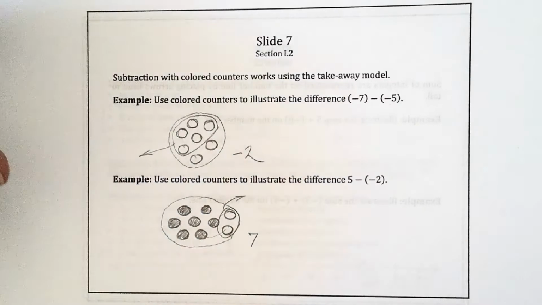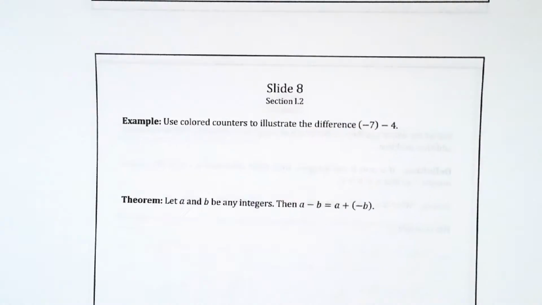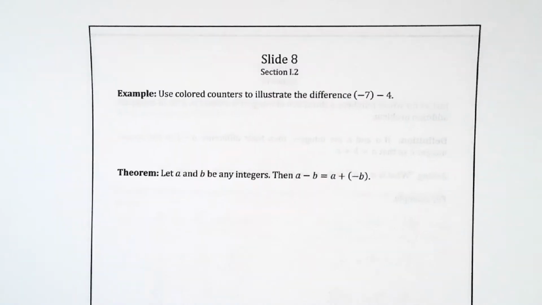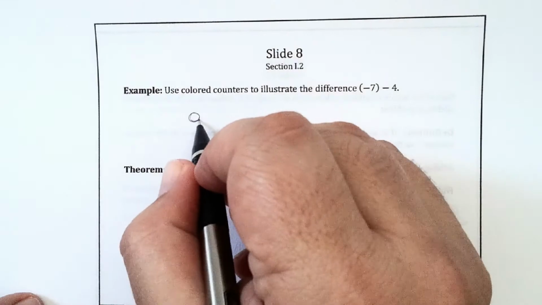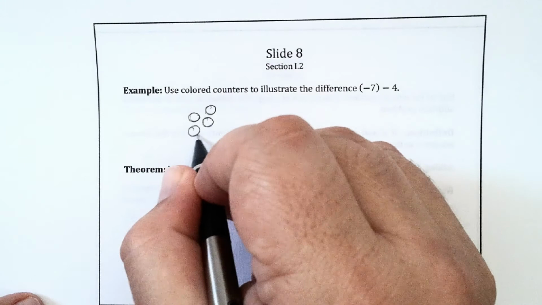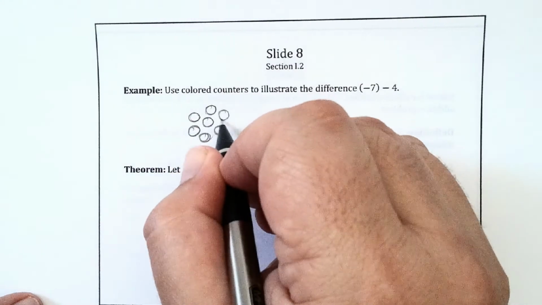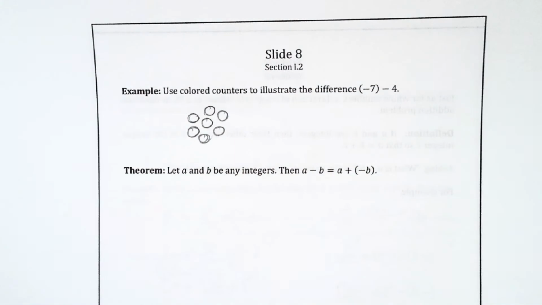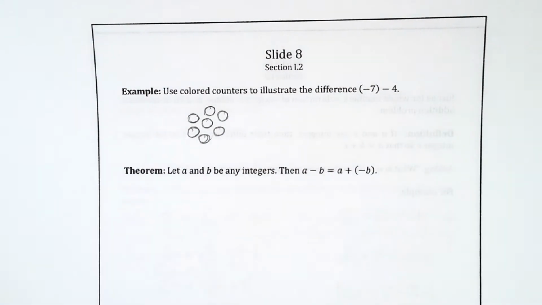Okay, let's do one more kind of similar to this. Let's use colored counters to represent the difference negative 7 minus 4. Let me start with 7 white counters, because that's the easiest way to represent negative 7. I want to take away 4, so I want to take away 4 black counters.